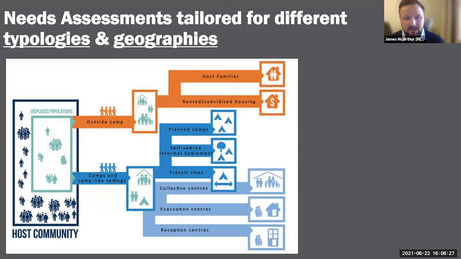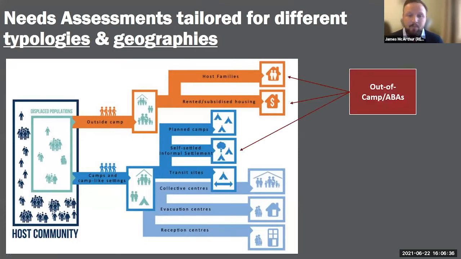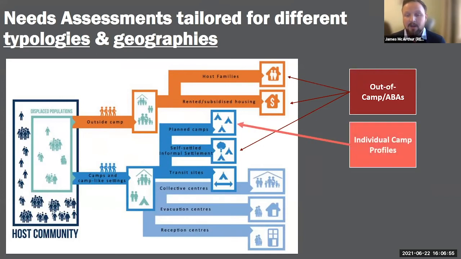And here you'll be familiar with this graphic about displaced populations and their typologies. And I think this is a good diagram to show that there are needs assessments tailored for different typologies and geographies. So whether we're talking about IDPs in dispersed settings or outside of camps, or in self-settled informal settlements in urban or peri-urban contexts, perhaps the best needs assessment approach is through an area-based assessment to understand that specific subpopulation group in that specific geography.